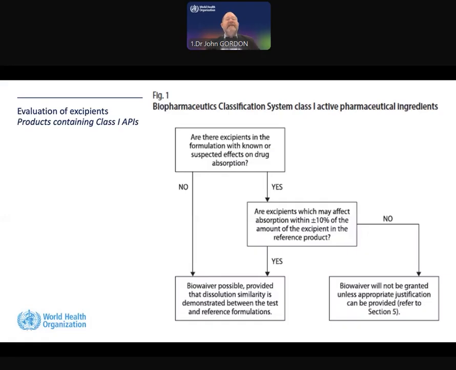The guideline does include a little flow scheme that you can use to help determine the importance of the excipients. So for BCS class 1 containing active pharmaceutical ingredients, basically, are there excipients in the formulation with known or suspected effects on drug absorption? If no, then a biowaiver is no problem. If yes, then you need to consider the relative amounts of that excipient or excipients in the proposed product relative to the comparator product.